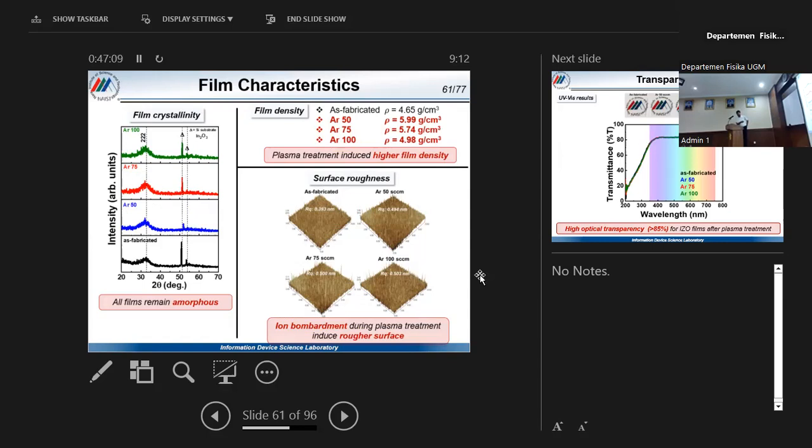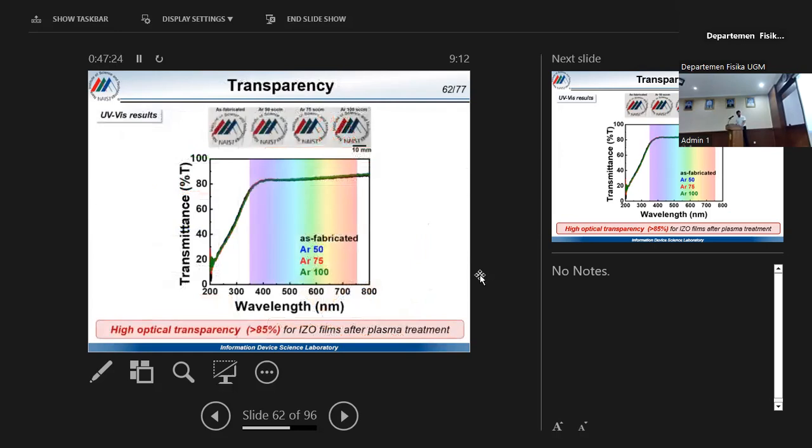Of course, it will increase because if you do argon plasma, there's ion bombardment. So the high energy ions bombard the surface of your semiconductor. So of course, the roughness will increase, but only slightly. So it's still transparent.